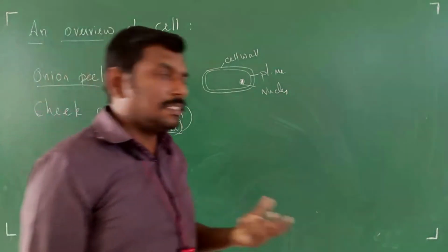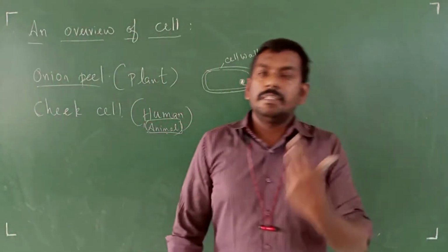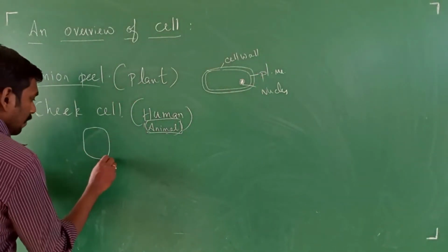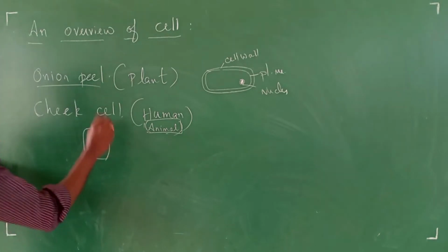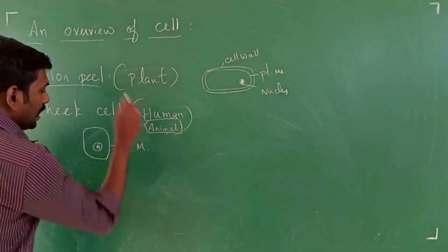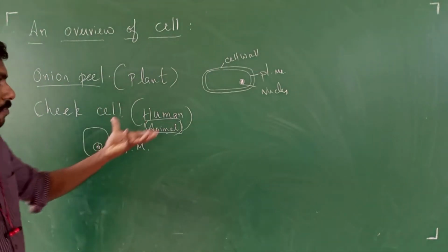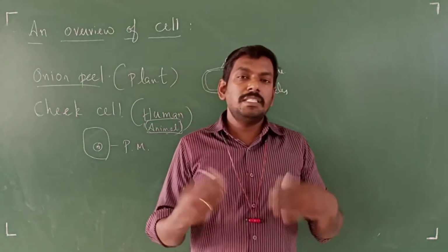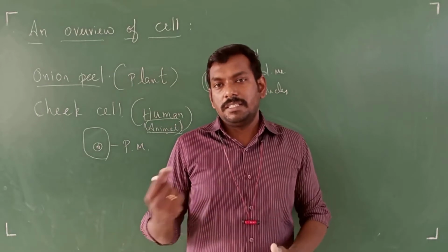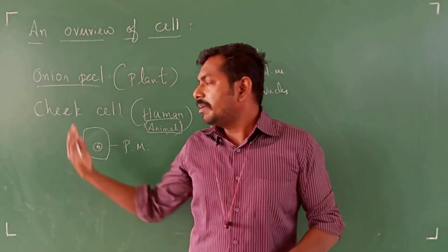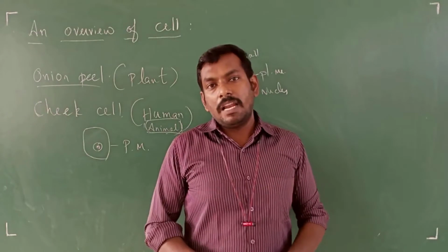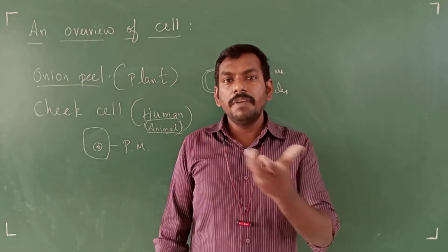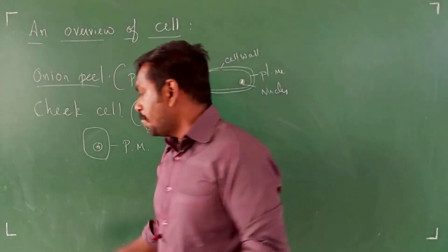Whereas in the case of the cheek cell, you will have the cells with the outermost layer, which is the plasma membrane. So when we view these cells under the microscope, we are able to see the different structural details of the plant and the animal cell.